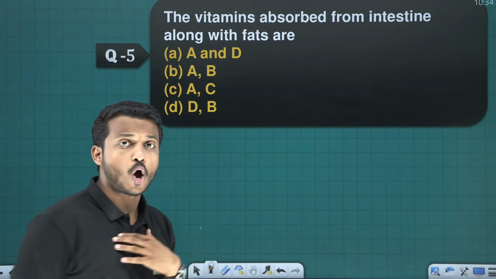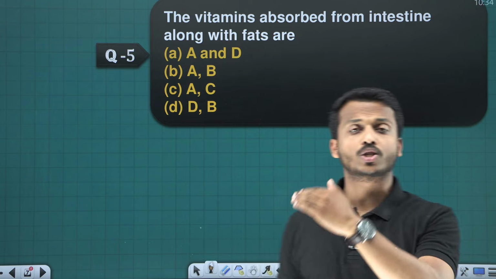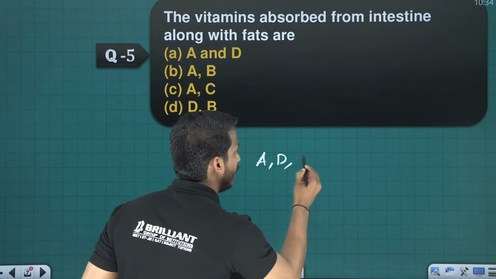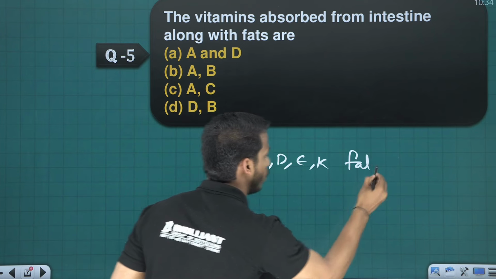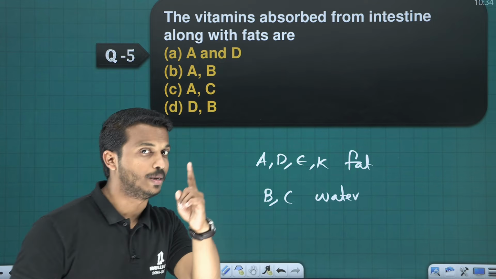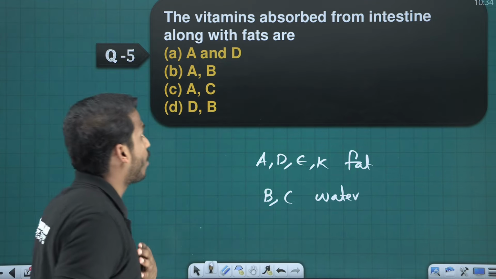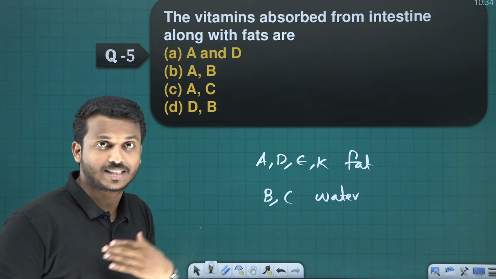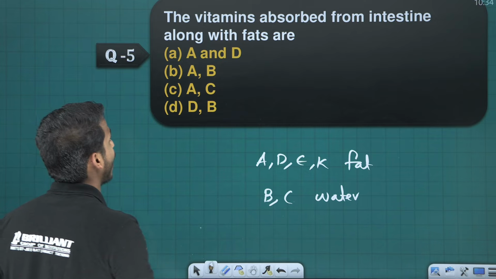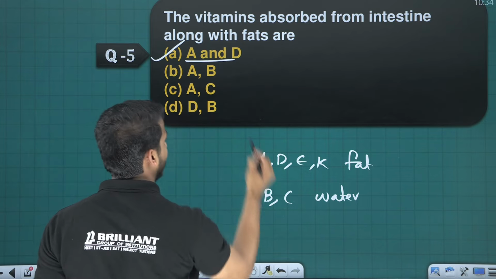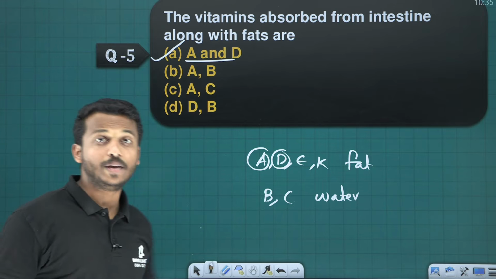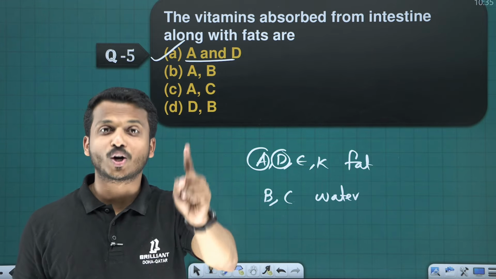Ready? Question number 5. The vitamin absorbed. There are two kinds of vitamin, water soluble vitamin and fat soluble vitamin, right? Vitamin A, D, E, K are fat soluble ones. Vitamin B and C are which one? Water soluble, except vitamin B12. So the vitamin absorbed from intestine along with the fats, that's asking which is a fat soluble vitamin. A and D, right? A and D are fat soluble. Others contain B, C, and vitamin B and C are water soluble vitamins.